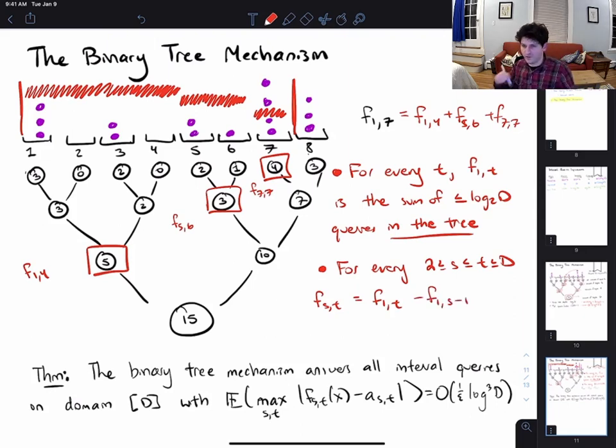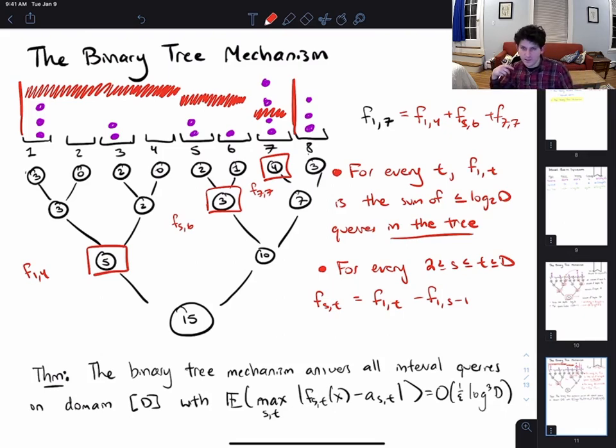So if you unroll these two statements, you get that for every interval query, I can write it as a sum of log d queries in the tree minus some other log d queries in the tree. So I'm taking 2 log d different errors. So it doesn't affect things by more than a constant. All right, and that's it.